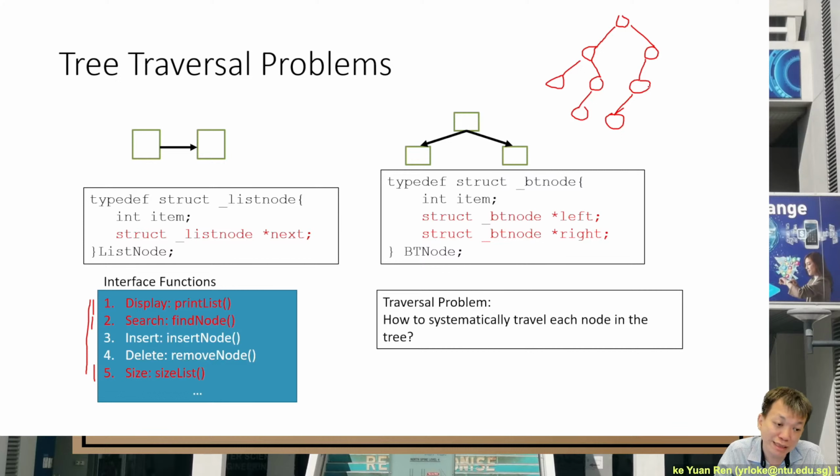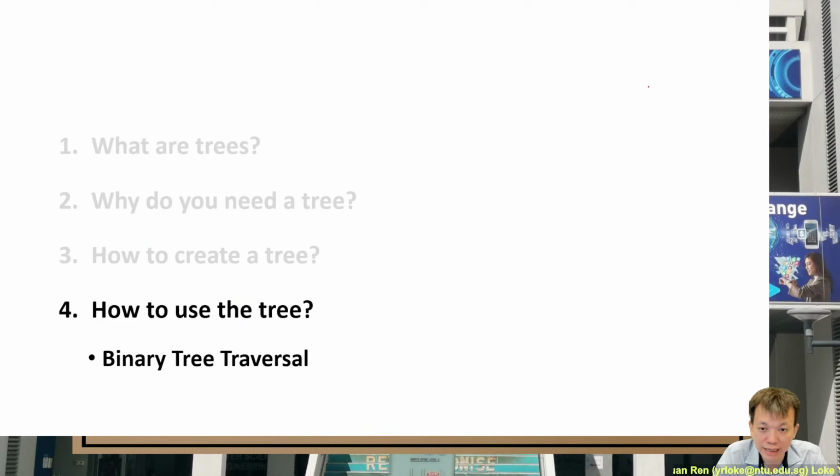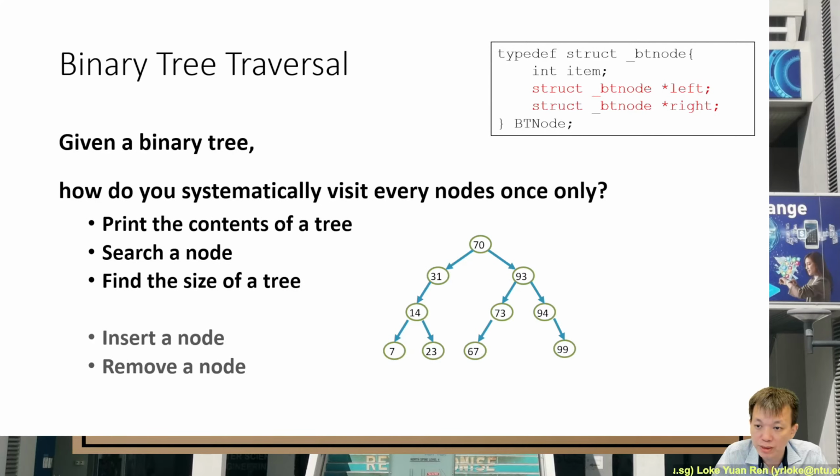Okay, how do we systematically visit all the nodes? There are a few ways. Here I'm going to introduce two approaches to visit all the nodes systematically. That's the key thing you need to learn today, so that you can solve these problems: print all the content of a tree, search for a node, or find the size, insert a node or remove a node. Actually, you also need to visit nodes to find the target and then remove it.